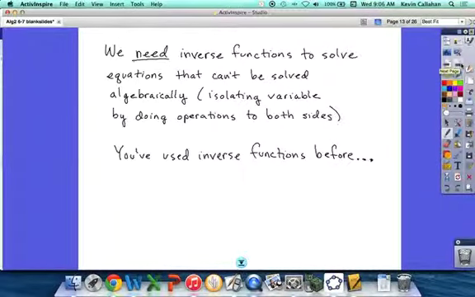Okay, we need inverse functions. The reason we study them is because we need them to solve equations that we can't solve algebraically, meaning you can isolate a variable by just doing the same thing to both sides, or even factoring so that you could set each factor equal to zero. Even the quadratic formula, all that's considered algebraic. There are some functions that can't be solved by doing the same things to both sides. And in fact, you've done them before. You have used them before. I don't know if anybody can remember when you used them, but you used them.